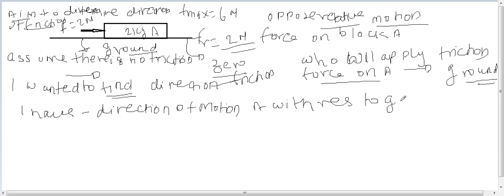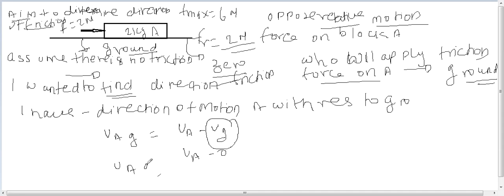So V of A with respect to ground should be equal to velocity of A minus velocity of ground. I had taken this direction as positive. The ground is stationary, so the velocity of ground is 0. So VA minus 0: velocity of A with respect to ground is VA.